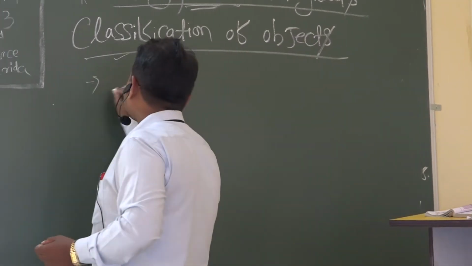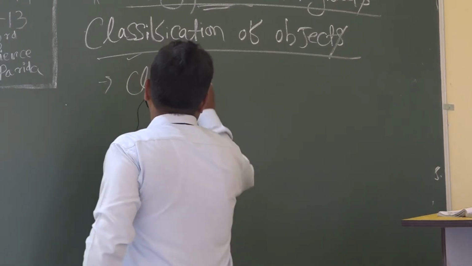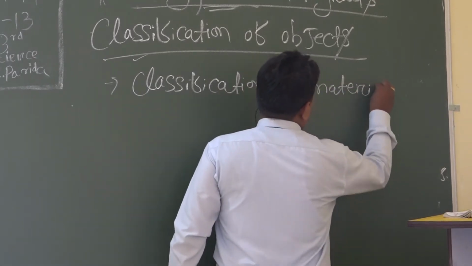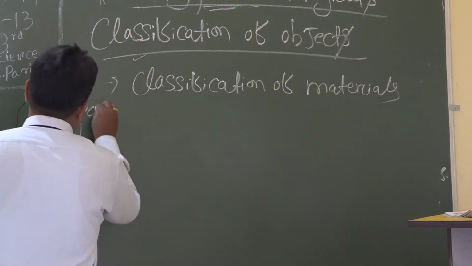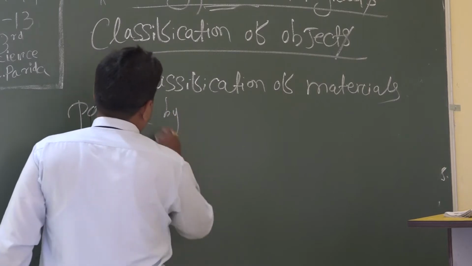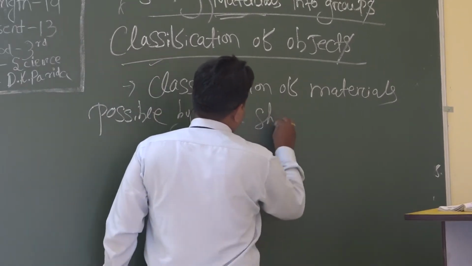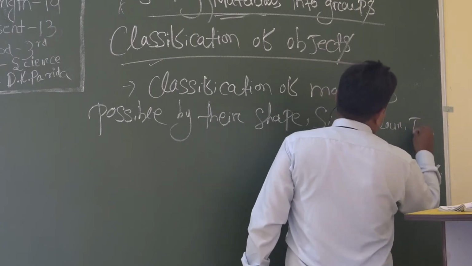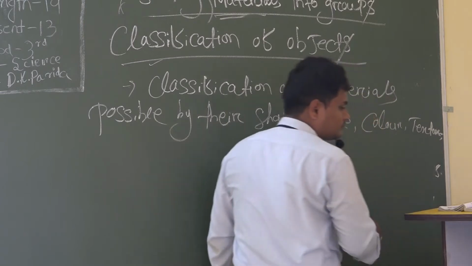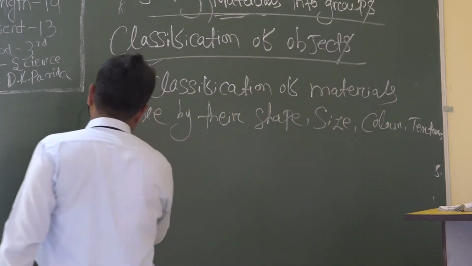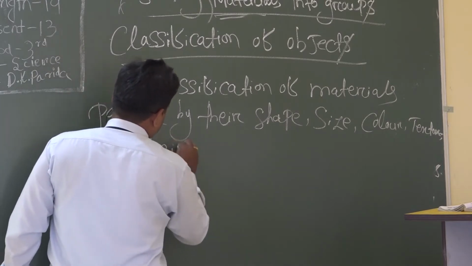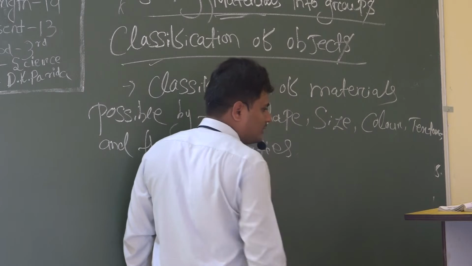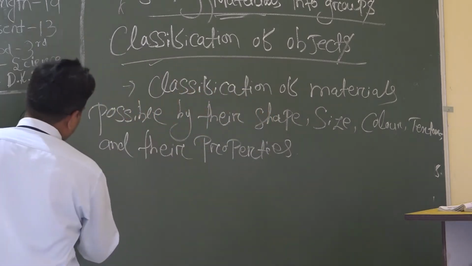Okay, classification of materials is possible by their shape, size, color, texture, and their properties. Okay.